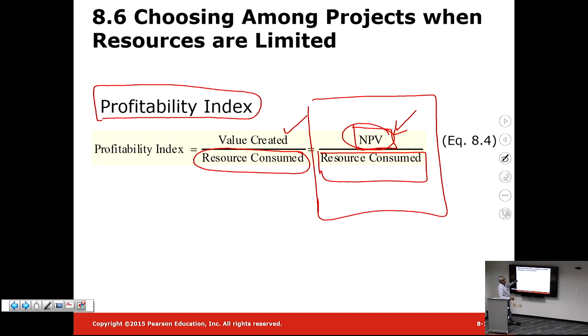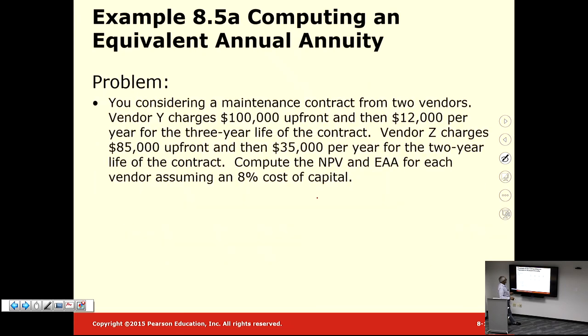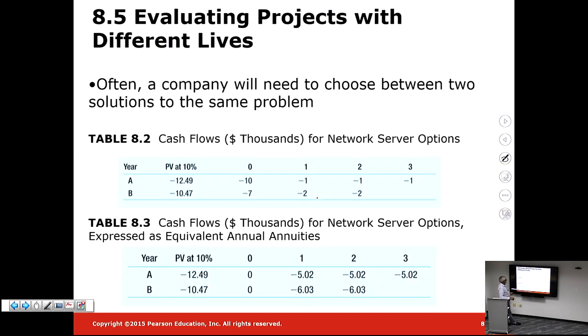And in the examples, when you review the tutorial examples, you will see there are several examples that we have worked out on how to calculate profitability index. The last thing we are going to look at is how do you evaluate projects that have different lives, or what we also call unequal lives.